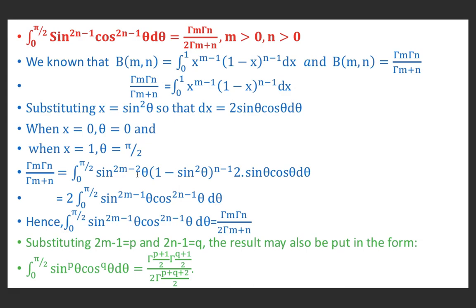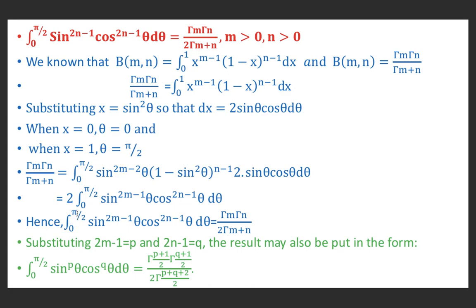So it is sine 2m minus 2 theta, and here we have another sine theta, so sine 2m minus 1 theta. Here 1 minus sine square theta is cos square theta, cos square theta raised to n minus 1, so cos 2n minus 2 theta, and with the extra cos theta this is cos 2n minus 1 theta d theta.